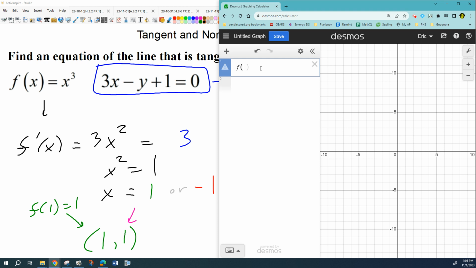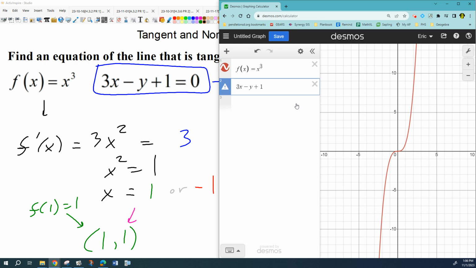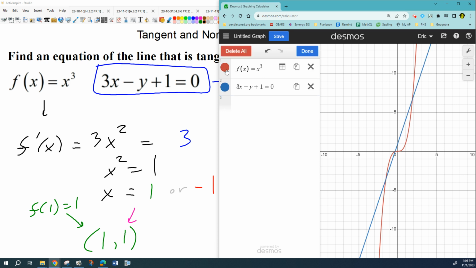So f of x equals x cubed. There it is. We've got the line 3x minus y plus 1 equals 0. There's our line. And we want any lines parallel to the blue line that are tangent to the red graph. And we're going to make that graph, we'll kind of match our color, so we'll make that black. Okay.